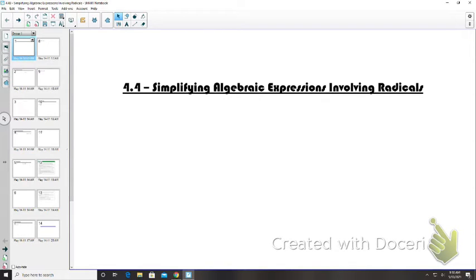Alright, so for today's video lesson, we're going to do topic 4.4b. This is simplifying algebraic expressions involving radicals. Okay, so last day's lesson, we were graphing radical equations and expressions. Okay, so this is the second half of that topic.